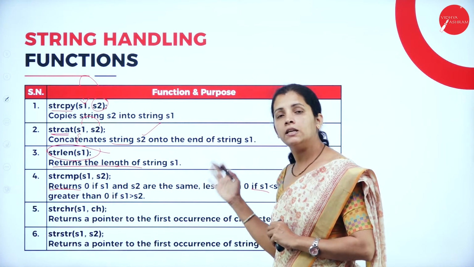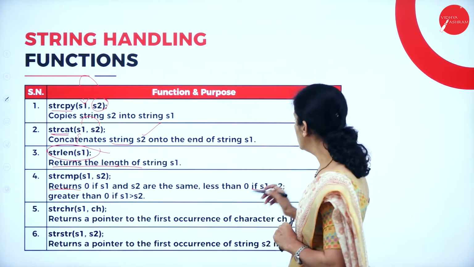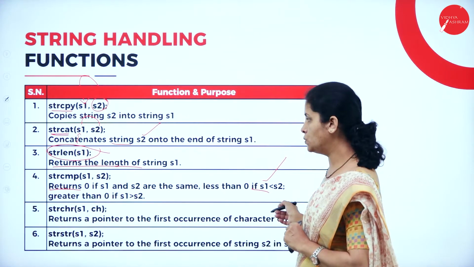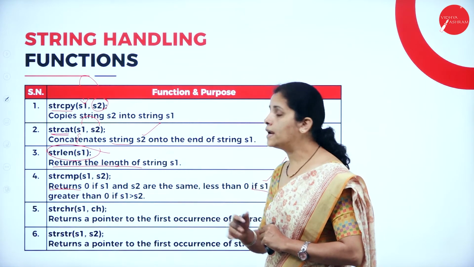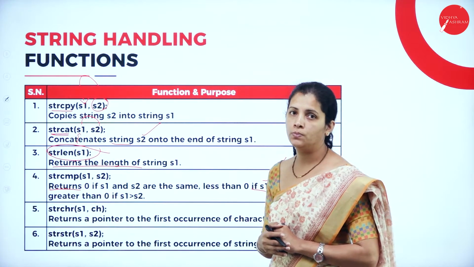It's going to return less than 0. That means a negative value when the string S1 is less than S2. And it's going to return a greater than 0 value when S1 is greater than S2.